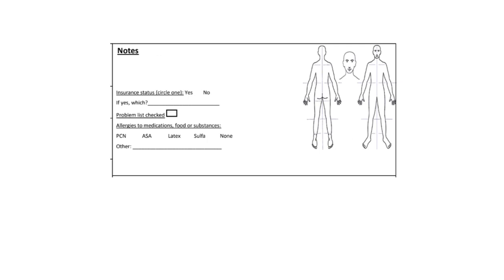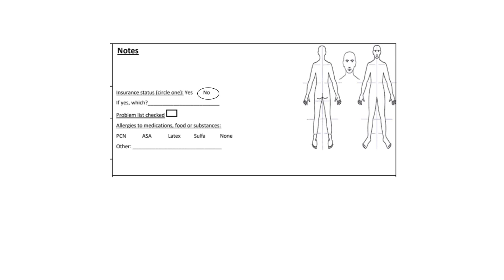So for our example chart, we'll fill out this top portion together. First off, we're going to ask them if they have insurance. Sir, do you have any kind of medical insurance? No. Okay, then we'll circle no. You don't need to write anything if they don't have insurance.